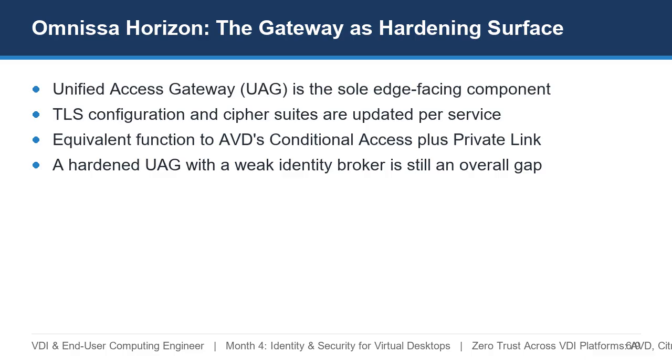Horizon's architecture puts more weight on a single edge component, the Unified Access Gateway. Its TLS configuration and cipher suite selection can be updated after deployment through the Admin Console or REST API, and it's the equivalent hardening surface to what Azure Virtual Desktop achieves through conditional access plus optional Private Link. A Horizon estate with a beautifully hardened gateway but a weak identity broker configuration is exactly the imbalance the pillar model is built to catch.